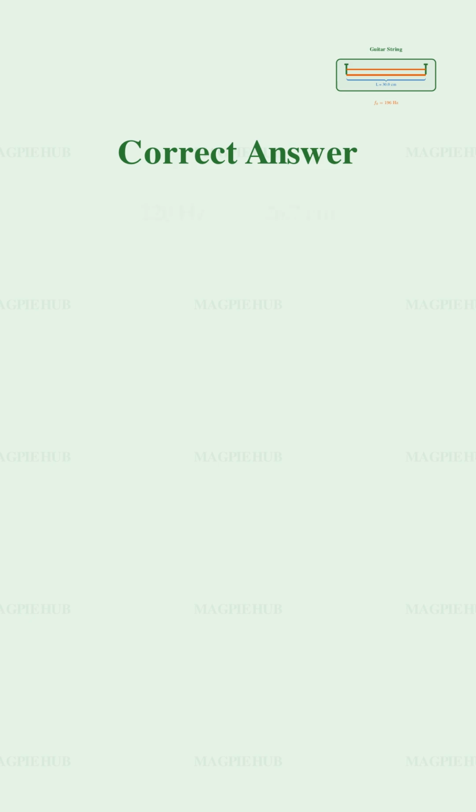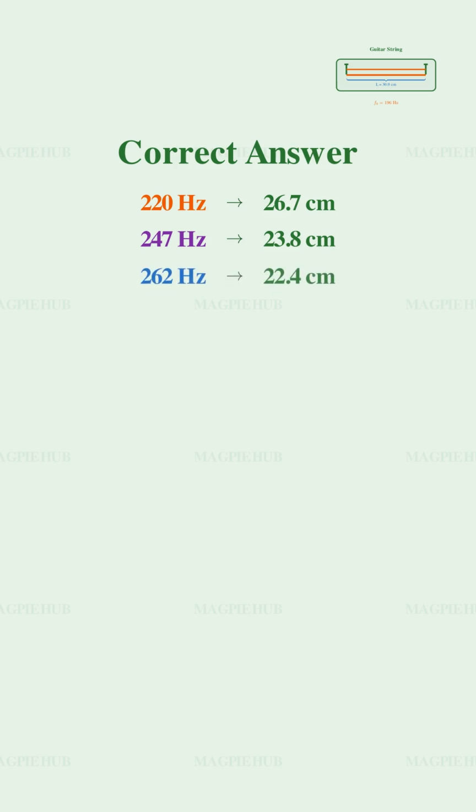The correct answers are, for 220 Hz, the finger goes at 26.7 cm. For 247 Hz, at 23.8 cm. For 262 Hz, at 22.4 cm. And for 294 Hz, at 20.0 cm from the end of the string.